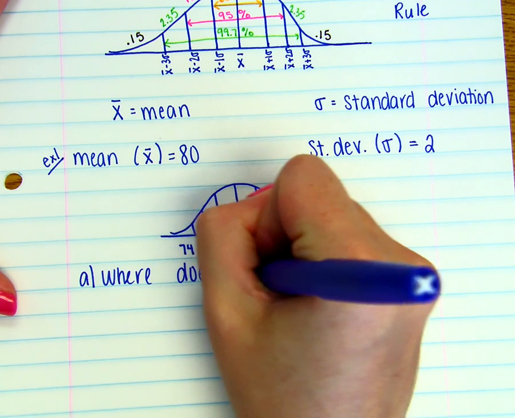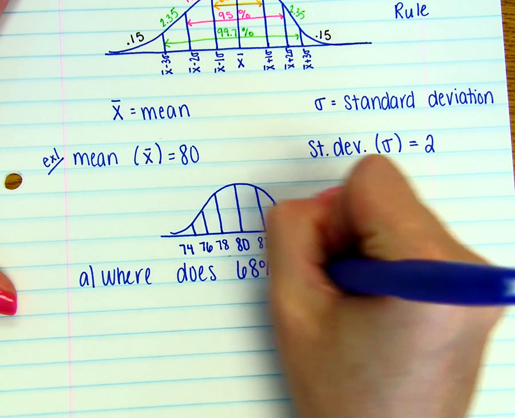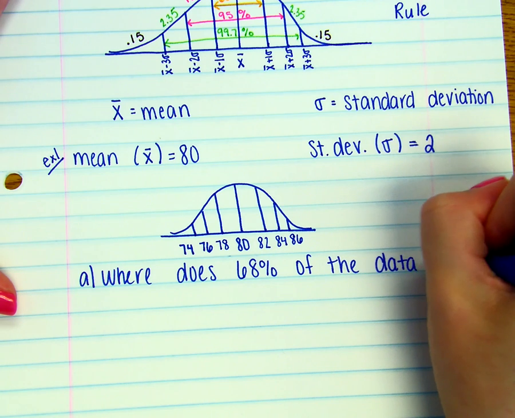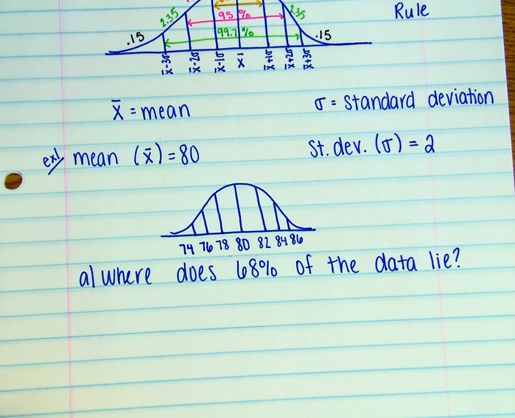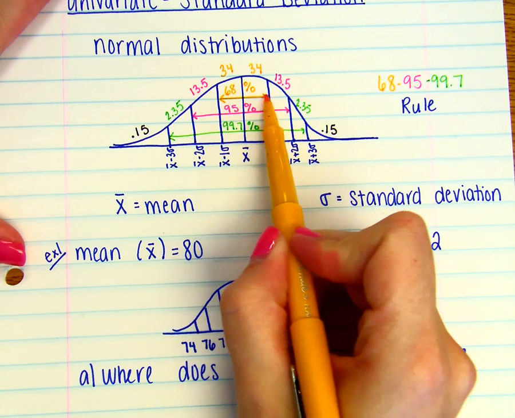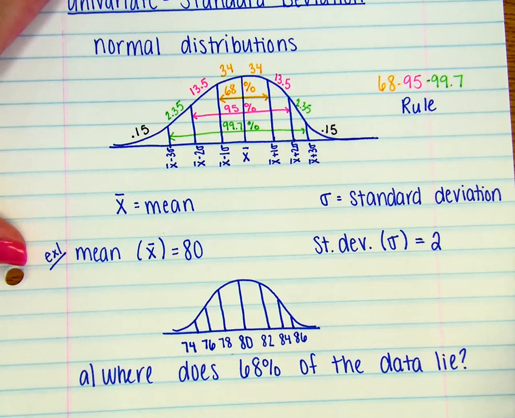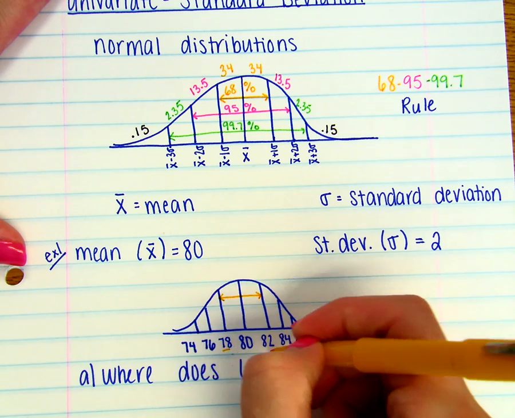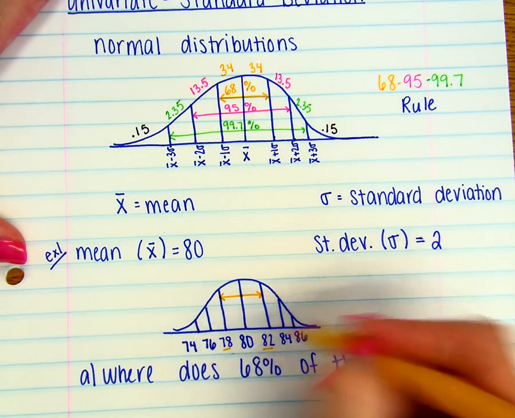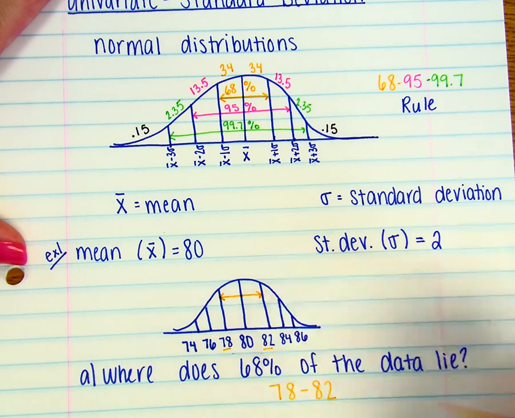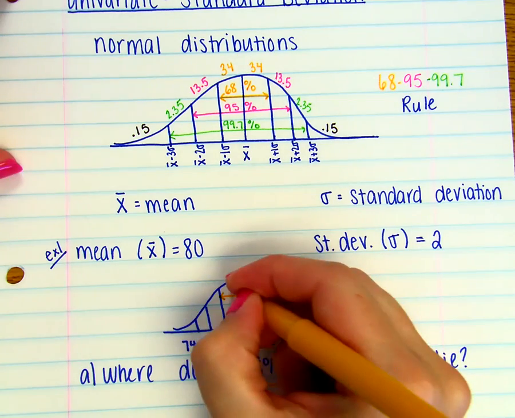First question says, where does 68% of the data lie? If we look back up to our table above in our normal distribution curve, 68% is always between one standard deviation from the mean. So one box to the left and one box to the right. So here's our mean. So one box to the left and one box to the right is between these two numbers. Those two numbers are 78 and 82. So where does 68% lie? From 78 to 82. Okay, that's our 68%.